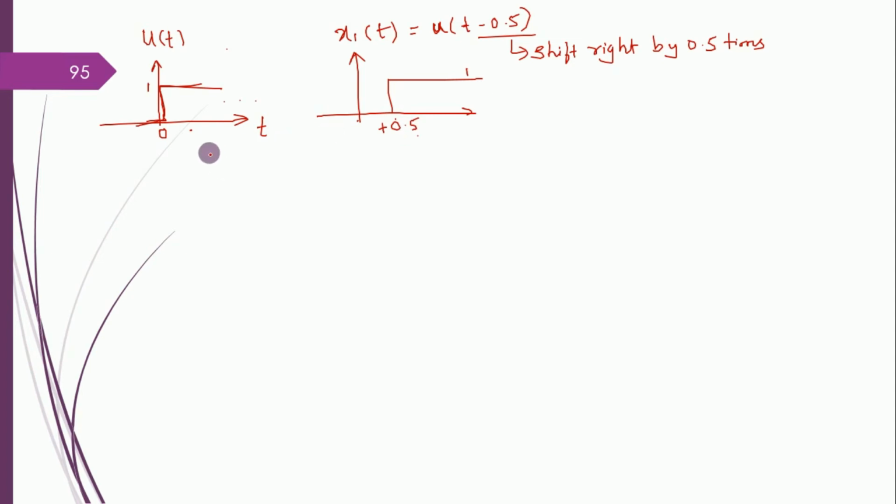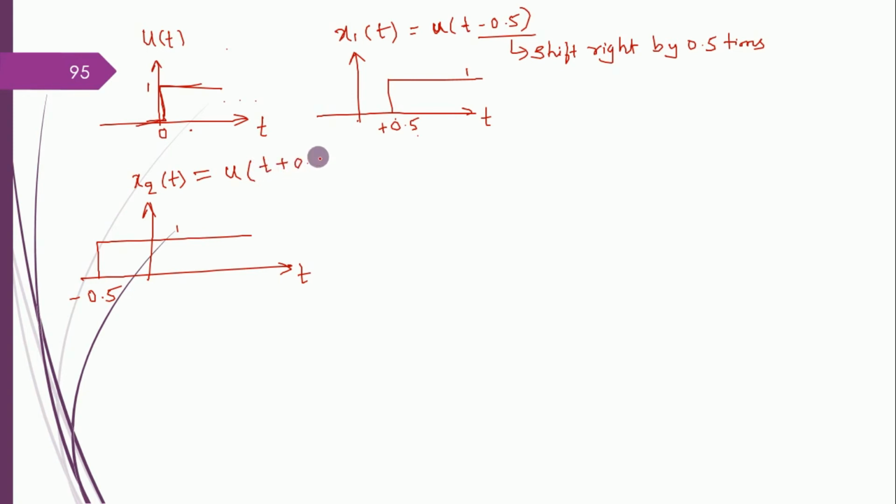How to write the mathematical model for this? x2 of t, which starts from minus 0.5, is u of t plus 0.5. The meaning of this is shift left by 0.5, because there is plus here. That's it. Now coming to the original signal, the rectangular signal I had drawn.